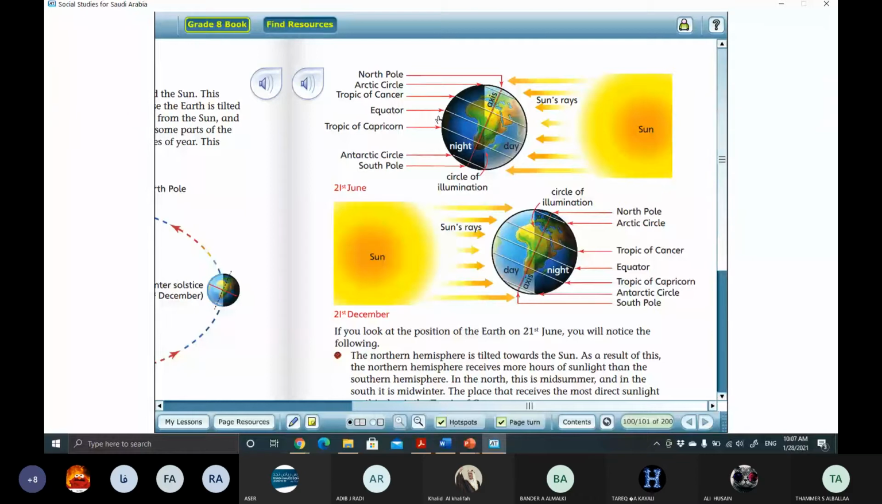If you can see the equator here, it has an equator.